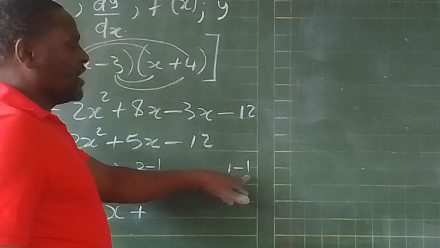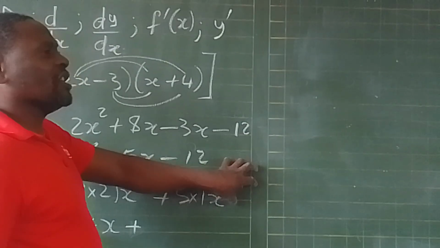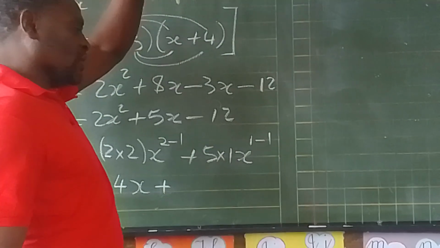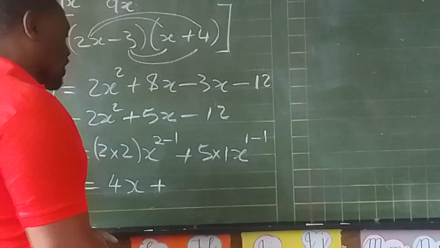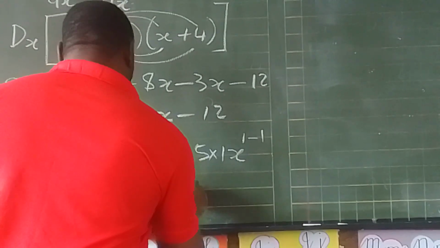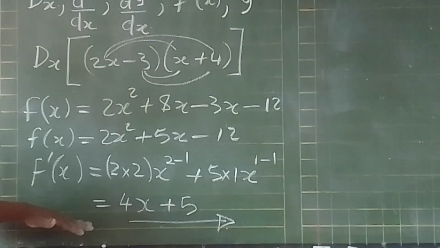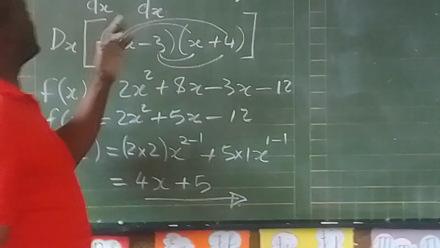x to the power 1 minus 1 is x to the power 0, and x to the power 0 is 1. Any number or anything raised to the power 0 is 1. So it's going to be 5. So the answer of this is 4x plus 5. Now let's go and do example 2.